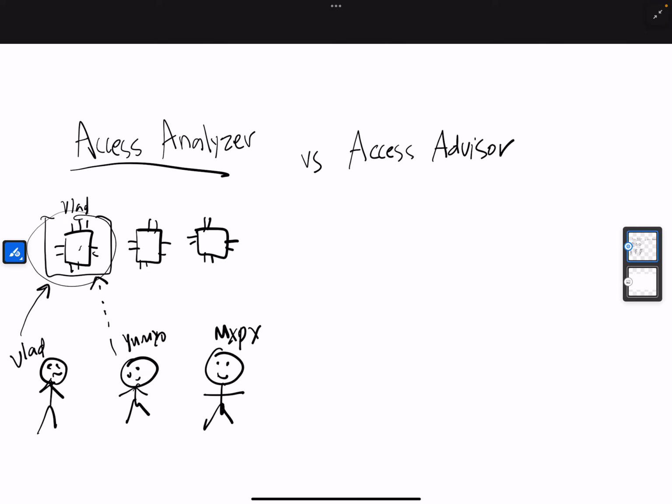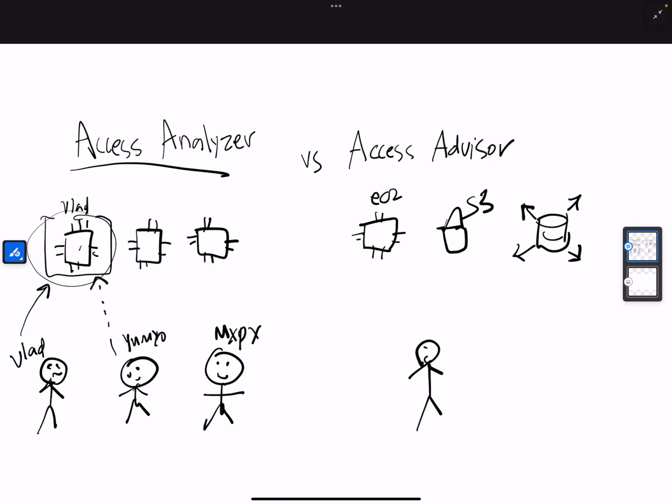So for Access Advisor, there are also, for example, these resources here again. It's a resource. This is EC2. This is an S3 bucket. And this is RDS. So if you have a user here called Yamu, the Access Advisor will keep track of what resources Yamu has been using. So for example, he keeps on using S3 and EC2, but he's not using RDS.